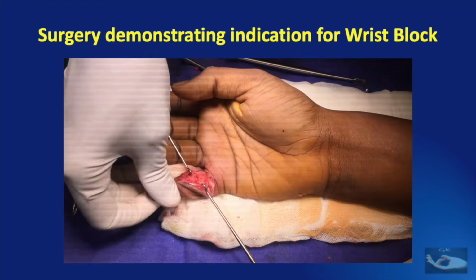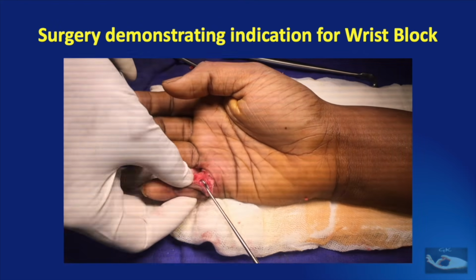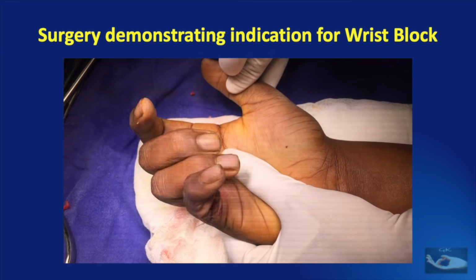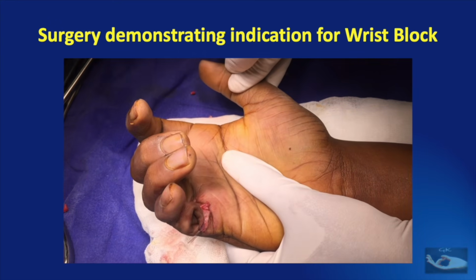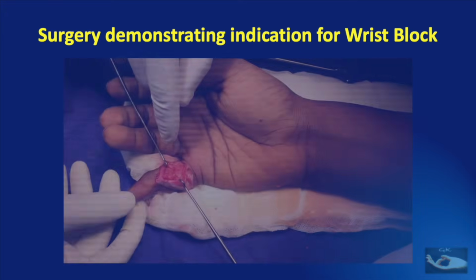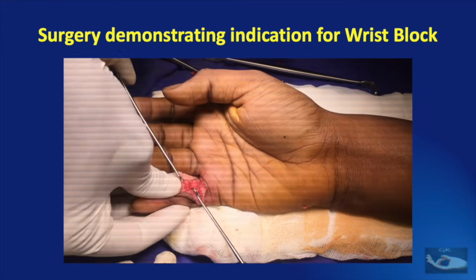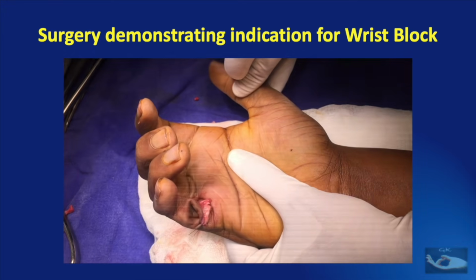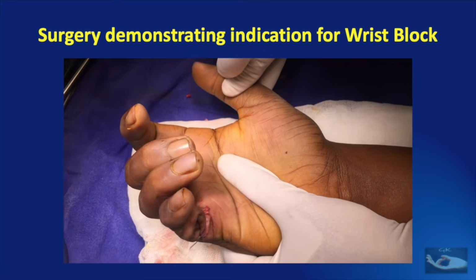Under wrist block, after an exposure by making a neutral line incision, the PIP joint has been released and flexor tenolysis has been done. Now the patient can be asked to flex the entire finger, and the active range of movement can be tested on the table.